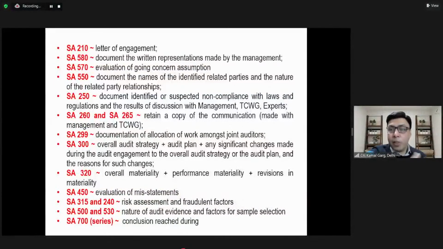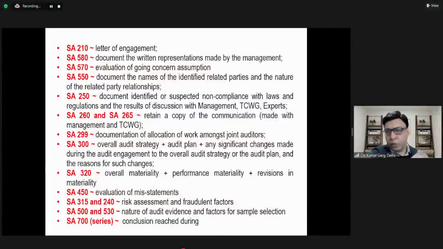Now, it could be a possibility that you are not expert in income tax law, but you are expert in company law. So you will take the help of experts also. We will discuss the compliance of law with management also, audit committee also. So for this purpose, we have SA number 250. SA 250 says document the identified or suspected non-compliance with the laws and regulations and results of discussion with the management, TCWG, experts as well. Expert could be like actuary, advocates, company secretaries for that matter, and so on.